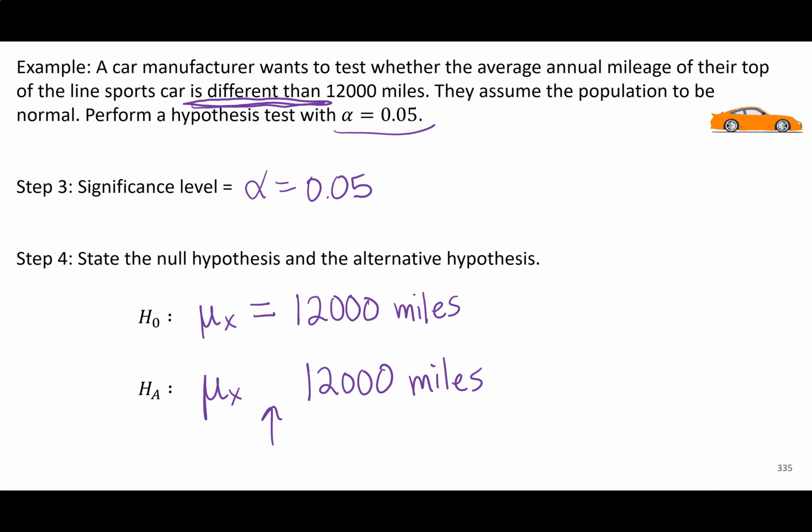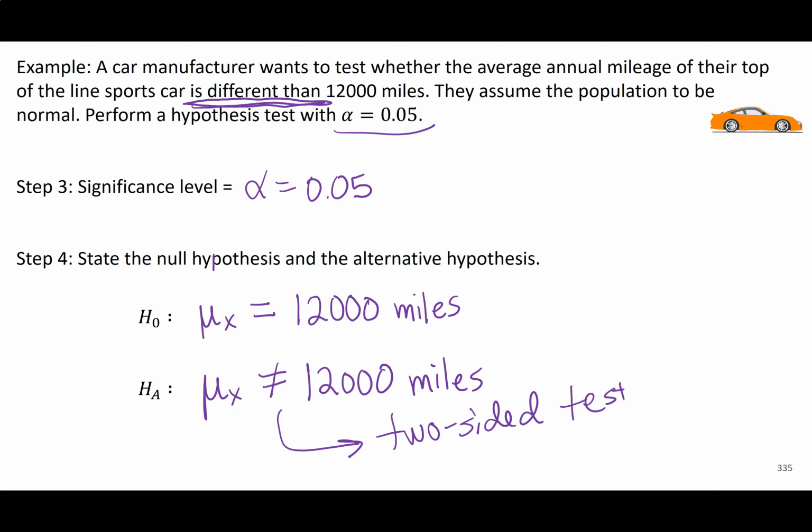So the manufacturer wants to know if it's different than. They don't necessarily want to know, is it higher than it, is it lower than it? They just want to know if it's different. So not equal to, which means this will be a two-sided test. When we get down to calculating a p-value, we are going to take our one-sided p-value, multiply by 2 to get a two-sided p-value.